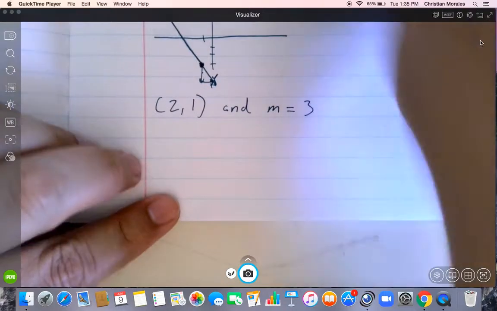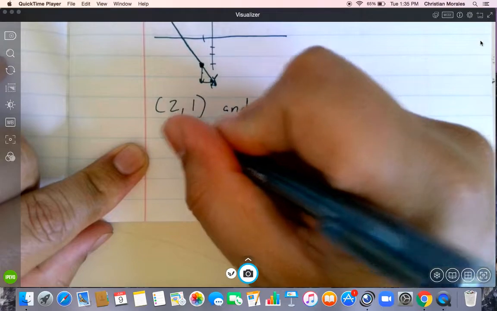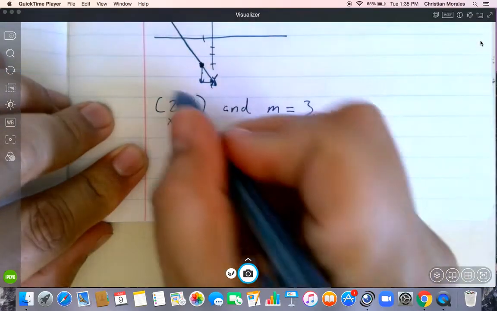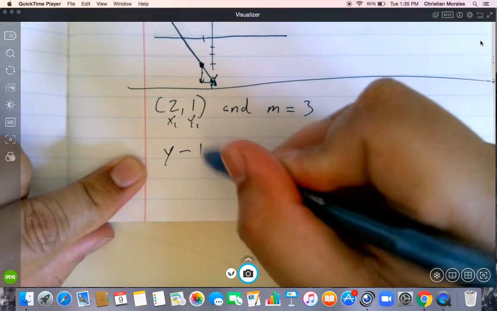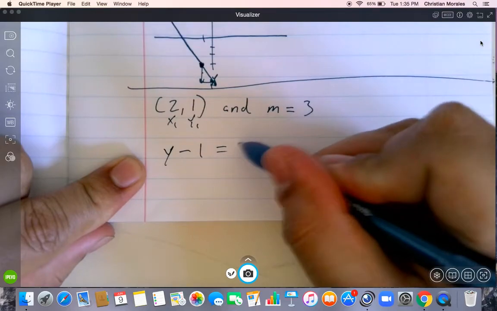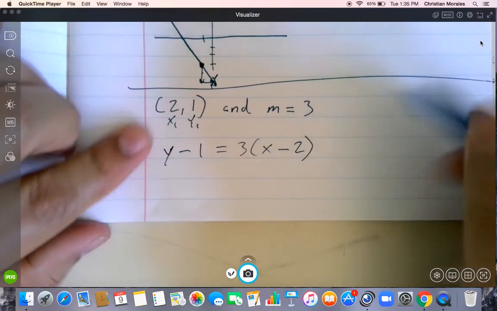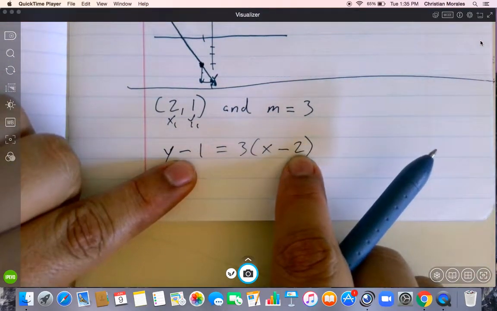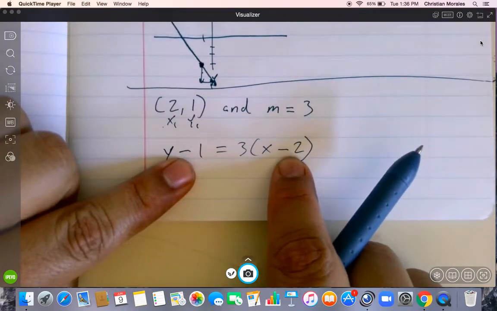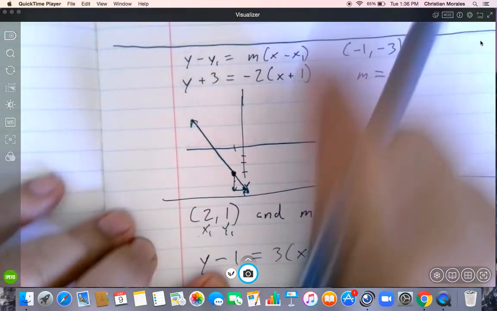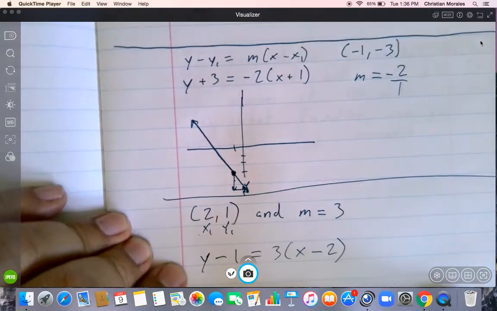Now, if you're going to write this in point slope, remember, this is your x1 and this is your y1, okay? So you go y minus y1, which is a 1 in this case, equals slope 3, x minus x1, which is a 2. Now these signs are negative because when you plug in these numbers, they don't change the negative sign. They stay the same, okay? Here, if you plugged in a -1 and a -3, it changes those signs to positives. So just be aware of that.